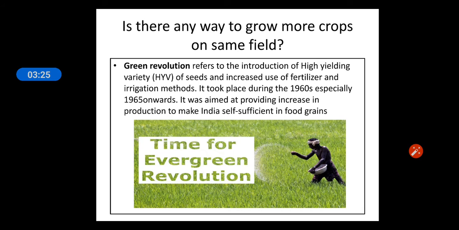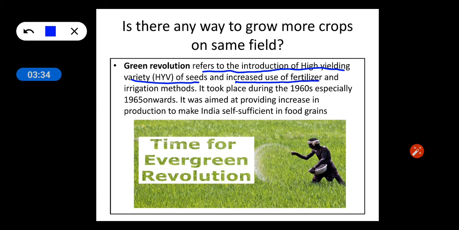Now let us see what this Green Revolution is. It refers to the introduction of high yielding varieties of seeds and increased use of fertilizer and irrigation methods. It took place during the 1960s, especially 1965 onwards. The end result, or the objective, was to make India self-sufficient when it comes to food grain. India is now the second largest producer of wheat and rice.